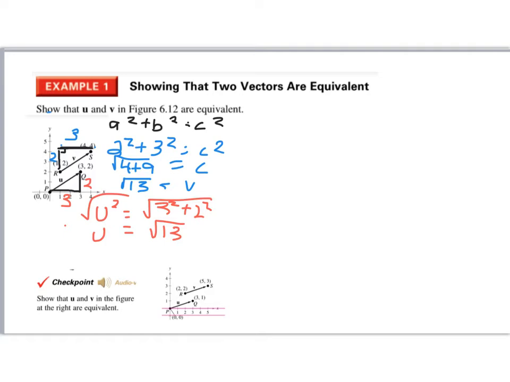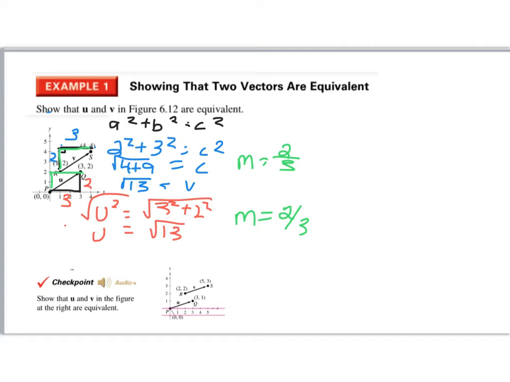The only other thing you have to see if they're equivalent is what about their direction? In other words, what is their slope? So my slope here is I go up 2 over 3. So the slope here is 2 over 3. And the slope here is I go up 2 over 3. So the slope here is 2 over 3. Therefore, these two vectors are equivalent.